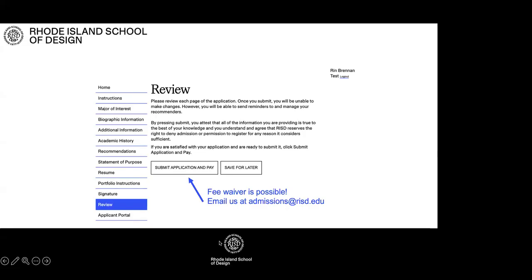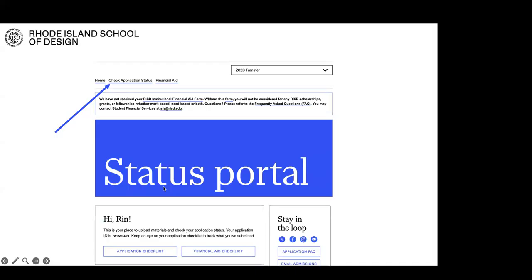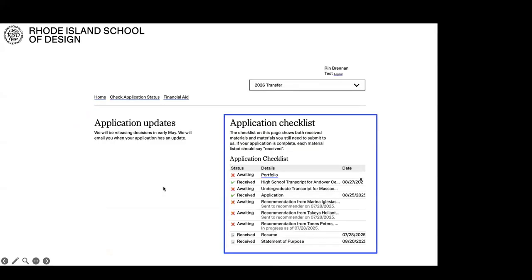If the application fee prevents you from applying, reach out to us. We can help navigate that and provide fee waivers. And then once you submit your application, you're going to have access to the most magical place, the applicant portal. And just remember, you do need to submit your application in order to access your applicant portal. So the applicant portal is going to be your one-stop shop for checking your application status, seeing your checklist, submitting your financial aid forms, all of that good stuff.